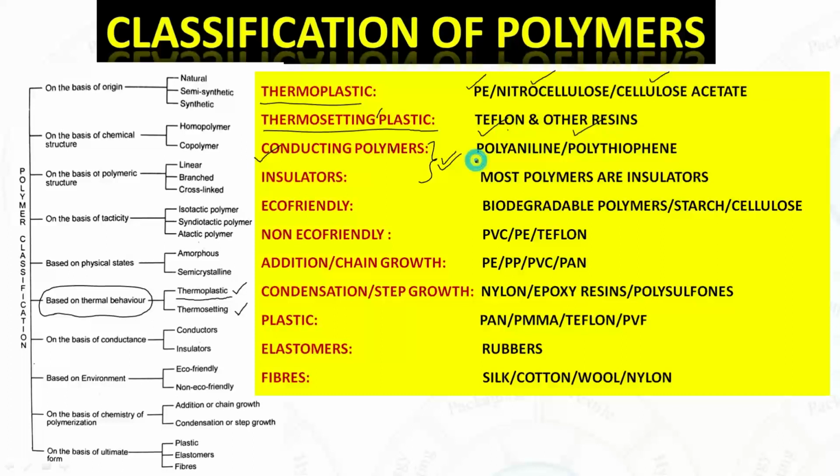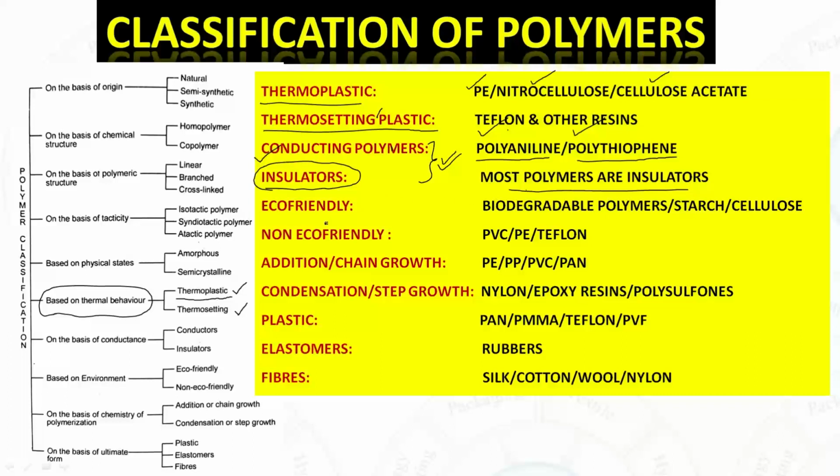But you can remember polyaniline, and you can also remember polythiophene, right? In the upcoming lectures, I will also discuss the detailed structure of polyaniline and polythiophene. And more than 90% of polymers are insulators. That means they cannot conduct electricity, so most polymers generally are insulators. Polythene, PVC, they all are insulators.